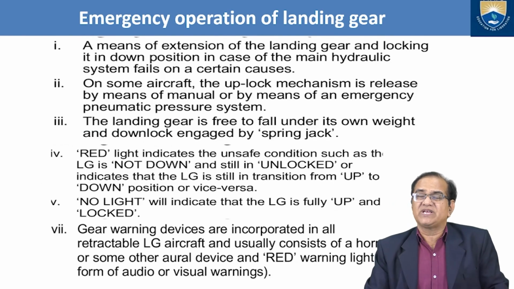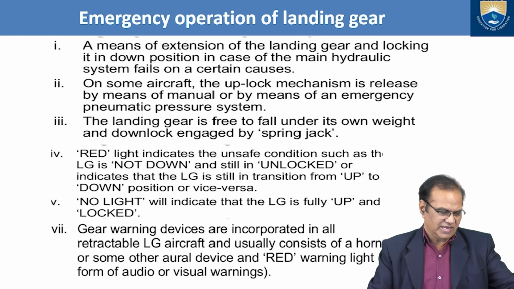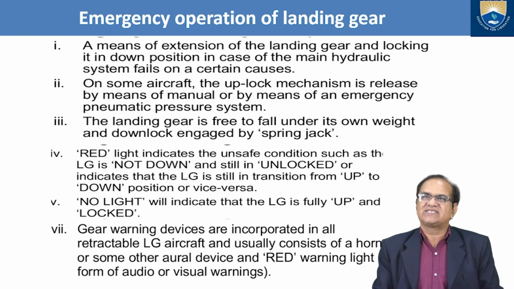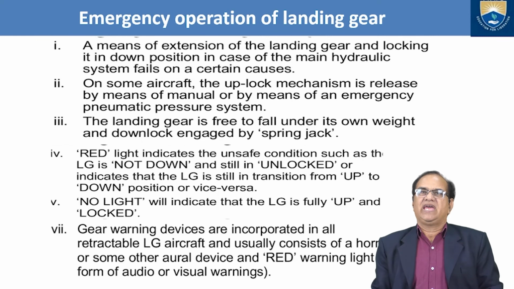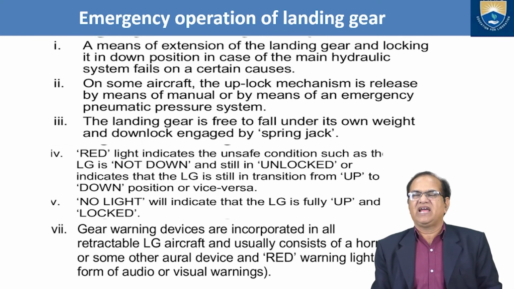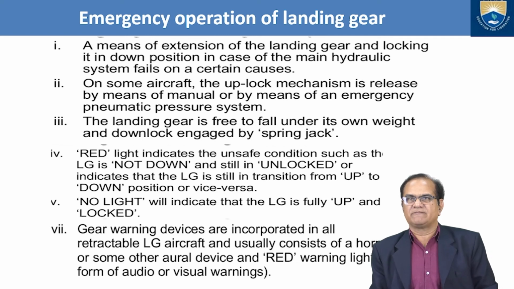Now, emergency operation of the landing gear. How is the emergency operation of the landing gear performed? It is a means of extension of the landing gear and locking it in the down position in case the main hydraulic system fails for certain causes. On some aircraft, the up lock mechanism is released by manual means or by an emergency pneumatic system. The landing gear is free to fall under its own weight and the down lock is engaged by the spring jack.